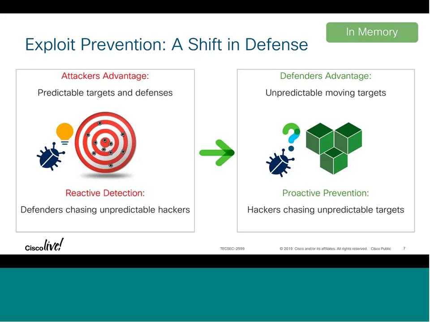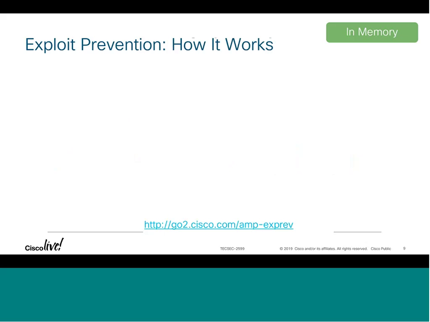On the other side, what exploit prevention does is completely randomize the memory allocation to our endpoints and to the processes running on our endpoints, and that makes our endpoints unpredictable targets. So this is a huge advantage for defenders, because now we don't have defenders chasing unpredictable hackers, but instead we have hackers who are trying to chase unpredictable targets, which is always an advantage for us.